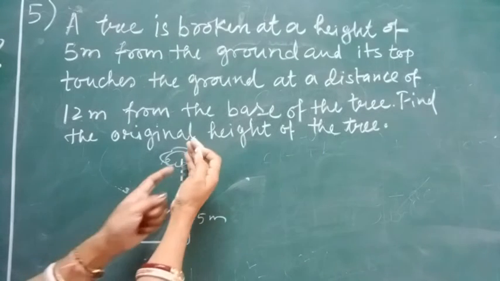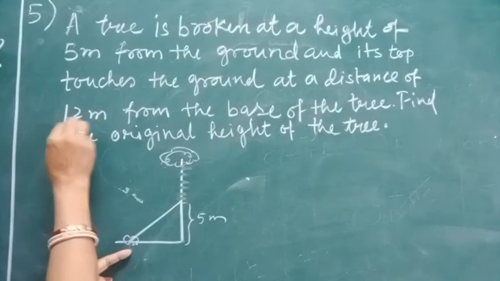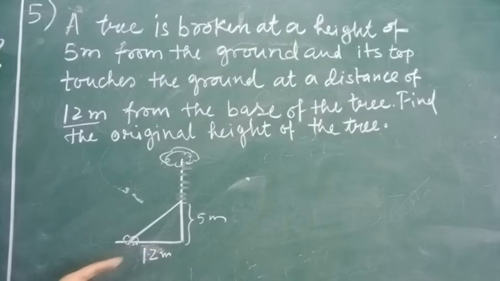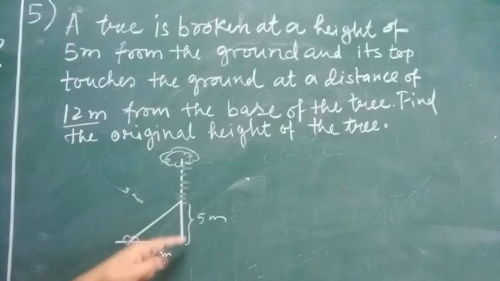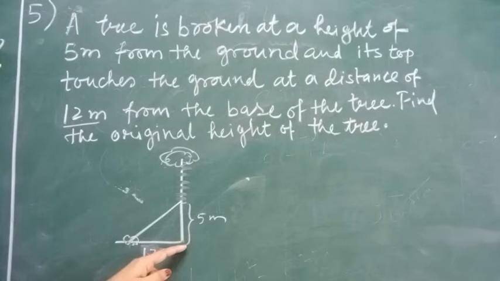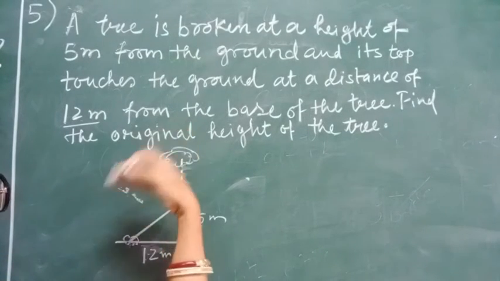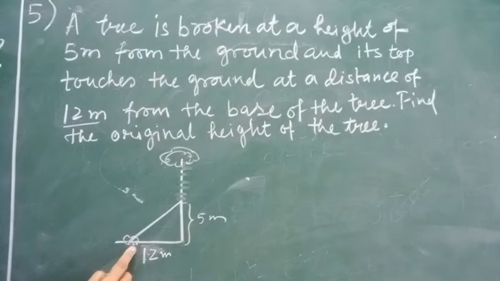Now it has been broken from here and touches the ground at a distance of 12 meter from the base of the tree. It has broken at a height of 5 meter from the ground and the broken part touches the ground at a distance of 12 meter from the base of the tree. Is it clear? The diagram is clear.